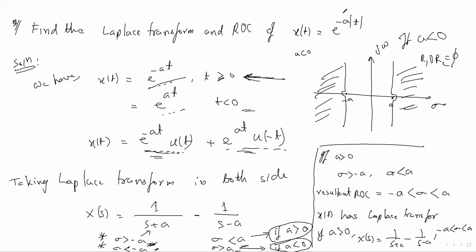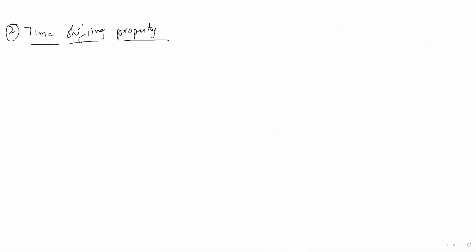Okay, let me explain briefly. So somebody asks, how can we find this condition, 1 by s plus a? I have written that ROC condition 1 should be sigma greater than minus a, or the other, sigma should be less than minus a. If you see my previous class, I have given those things already. Then also let me explain once more.